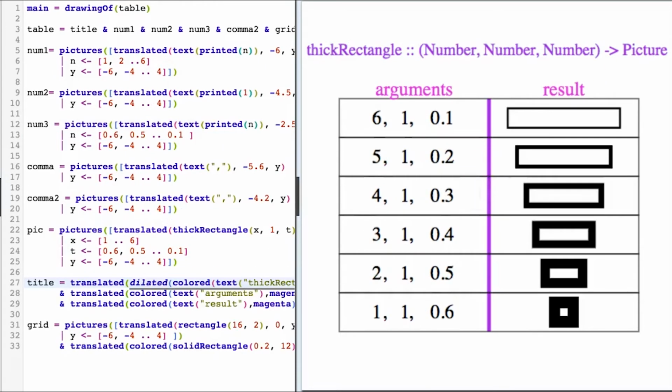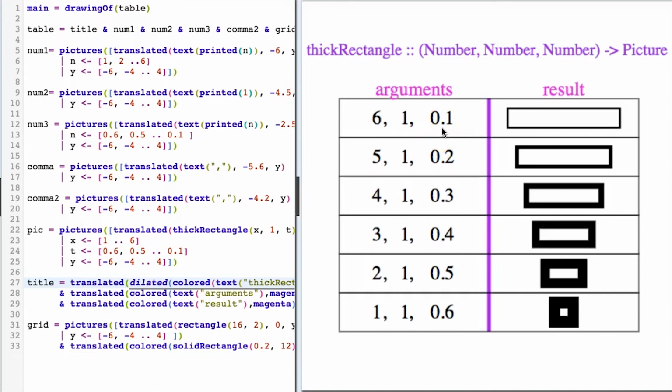Thick rectangle function works the same way. So it's thick, lowercase, capital R, rectangle. Thick rectangle takes three numbers and turns them into a picture. And the arguments are going to be, the first one is the width, the second one is the height, and the third one is how thick you want the lines, the edges of the rectangle, to be.